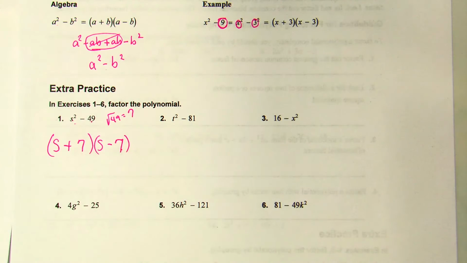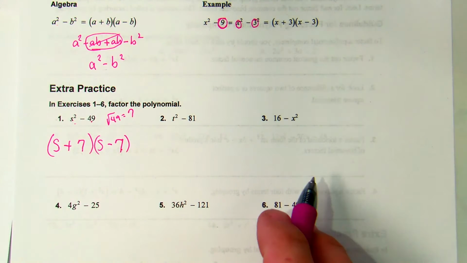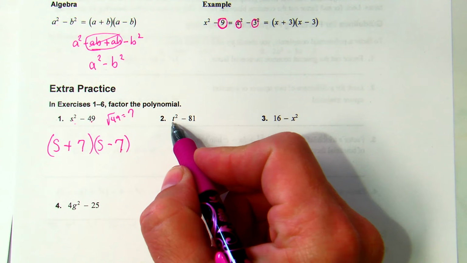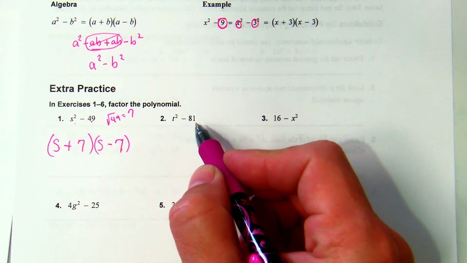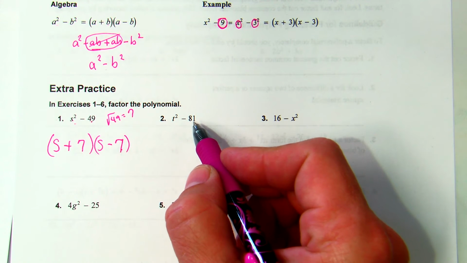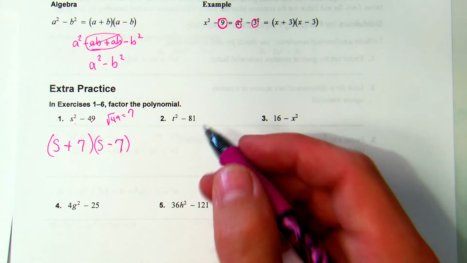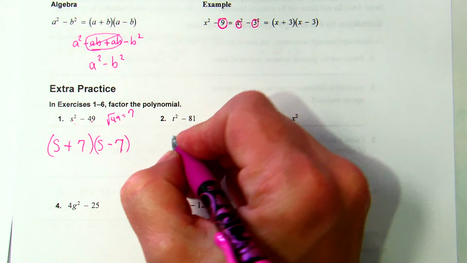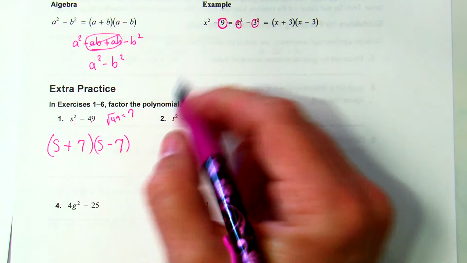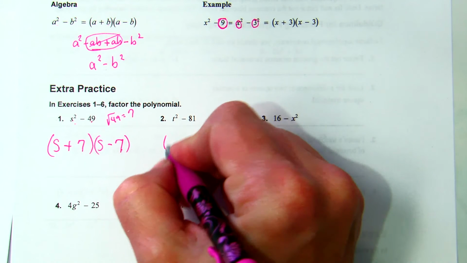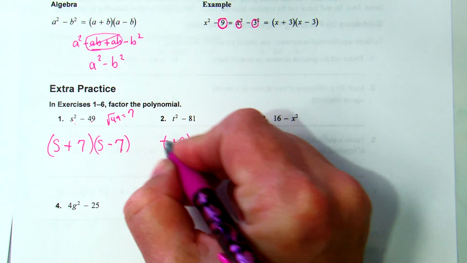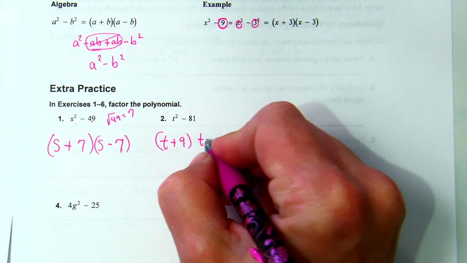So let's move on to number 2. I have a perfect square in t, because I have t squared. Is 81 a perfect square? And it is. 9 times 9 is 81. And so, very easily, because we're recognizing this pattern, this is going to be t plus 9 and t minus 9.